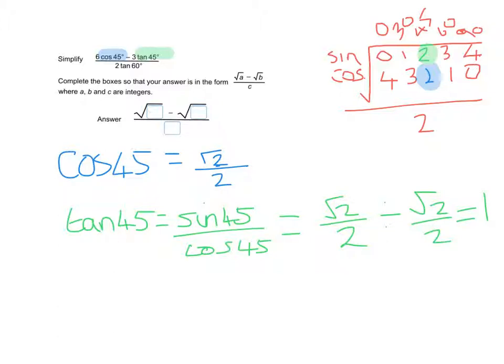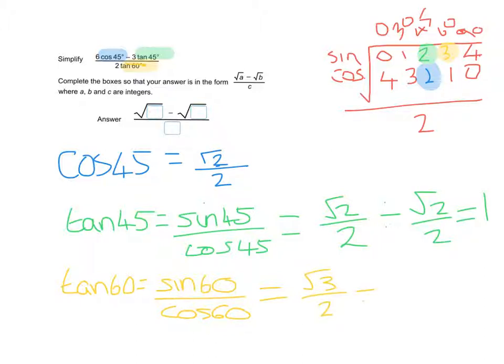I also need to find tan 60. So tan 60 is going to be sine 60 divided by cos 60. Sine 60 is root 3 over 2. And cos 60 is root 1 over 2, which is just going to be a half.